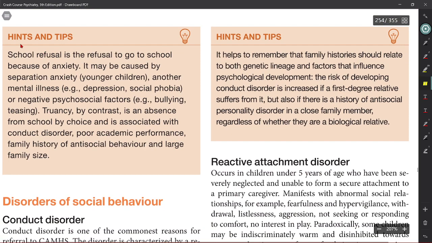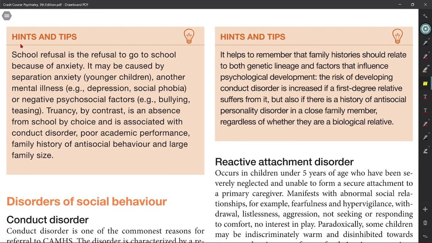Another hint and tip: school refusal is the refusal to go to school because of anxiety. It may be caused by separation anxiety in younger children, another mental illness like depression, social phobia, or negative psychological factors like bullying or teasing. Truancy, by contrast, is an absence from school by choice and is associated with conduct disorder, poor academic performance, family history of antisocial behavior, and large family size.